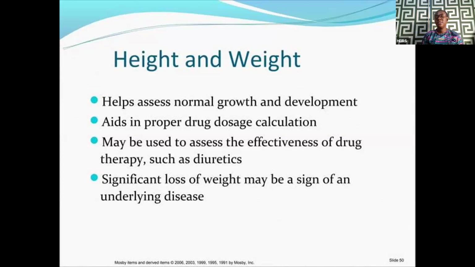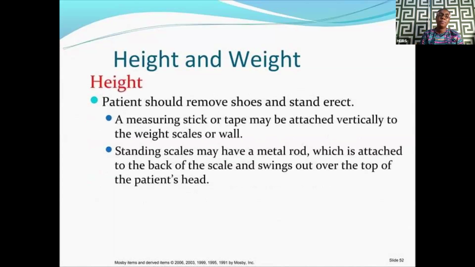Then a patient who also has significant weight loss because of underlying disease, and then they're trying to rehabilitate the patient back to a normal state of health. You may also need to monitor the weight to see if the patient is gaining weight as expected.